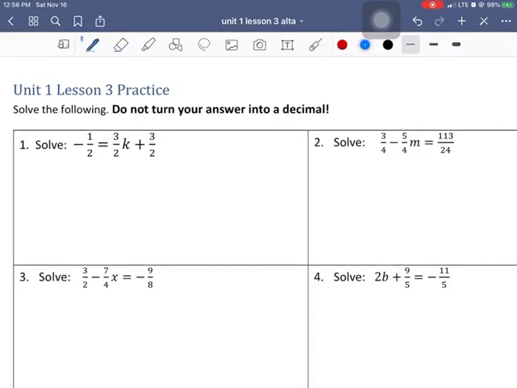All right, Unit 1, Lesson 3, practice. Do not turn any of your answers into decimals. Leave them in fractional form or as an integer. All right, step number 1, let's see.